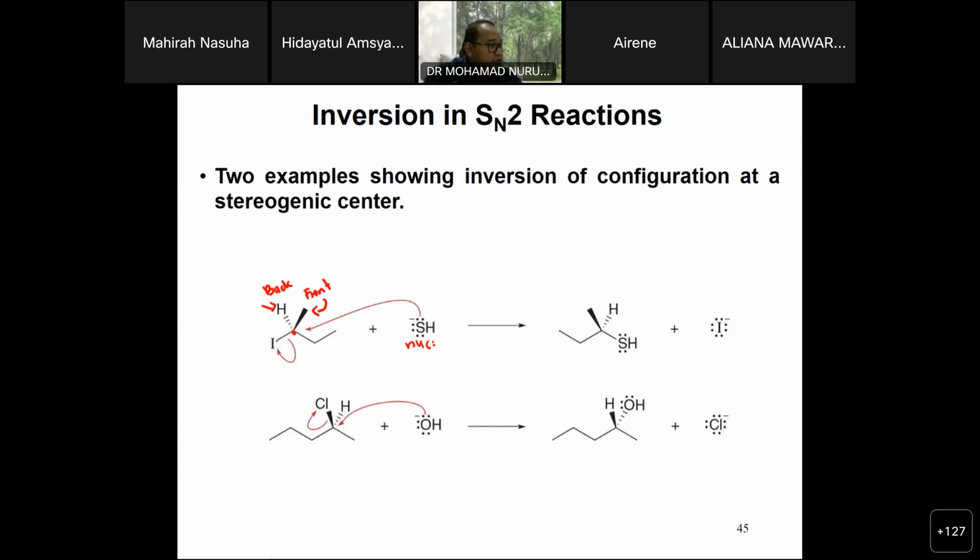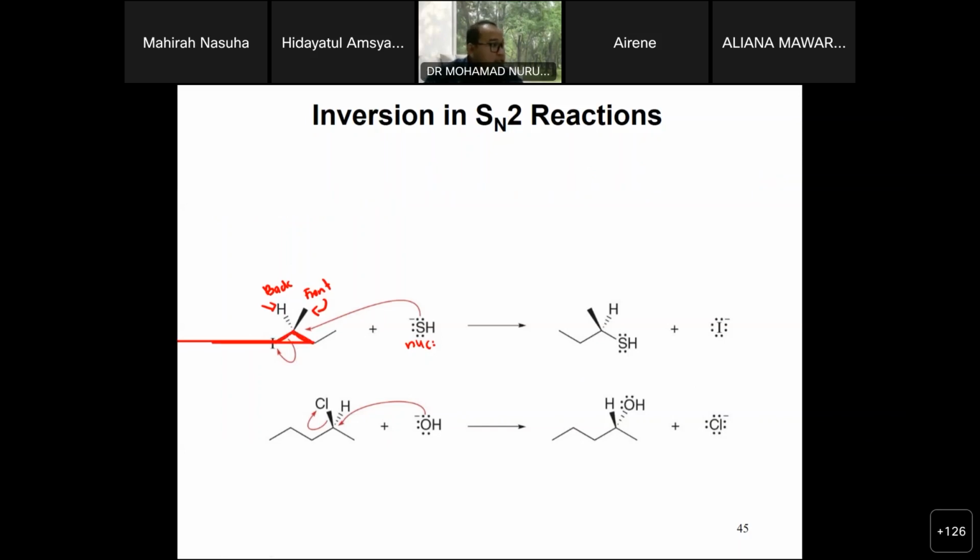leaving group is on the plane. Okay, if we see clearly here, it's okay. The leaving group is on the plane. Okay, so it becomes like this.